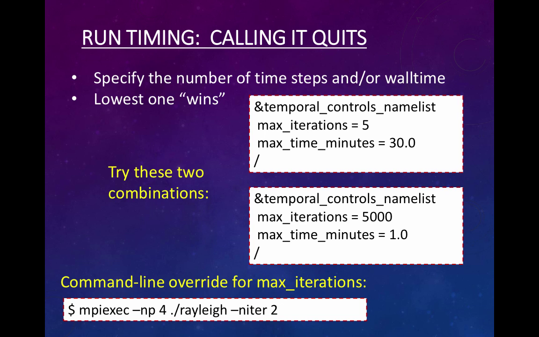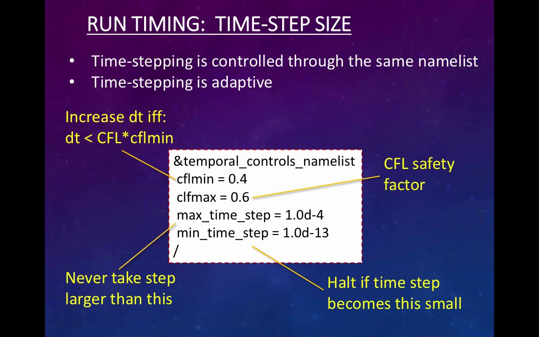And then if you want, there is a command you can pass on the command line to Rayleigh, which is -niter, which will override max iterations in the file. It'll just tell it run for two iterations in this example. If I say iterations, I mean time steps. I don't mean an iterative matrix solve. So then if you look in your temporal controls name list, there's some other things here that govern what sort of time step Rayleigh takes.